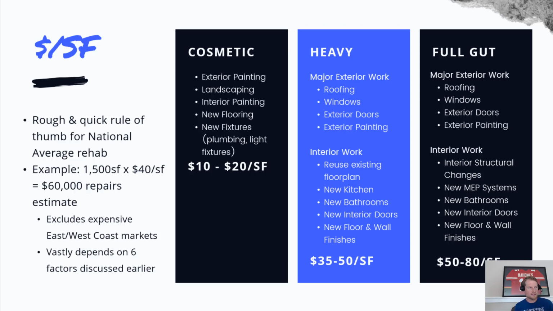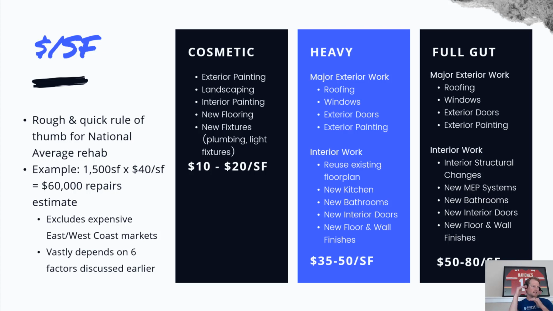You're also replacing the wiring and the plumbing in the property, and then installing new HVAC systems. So that's where you've got that full gut, is really where you're doing some major structural changes. You're tearing out some drywall maybe and refinishing the drywall, and then you're also upgrading the MEP system. So that jumps it up to about $50 to $80 a square foot.